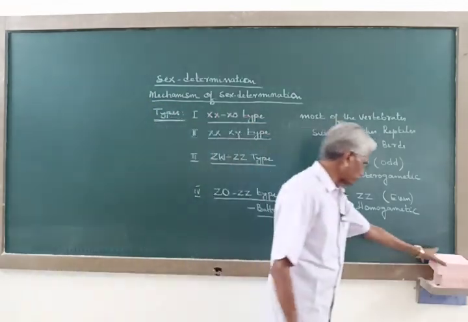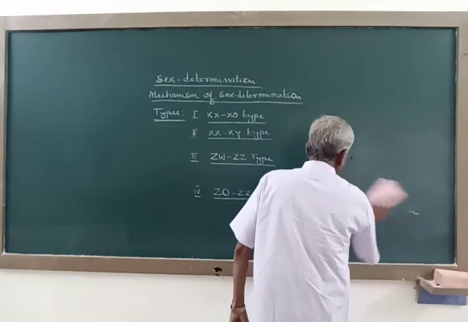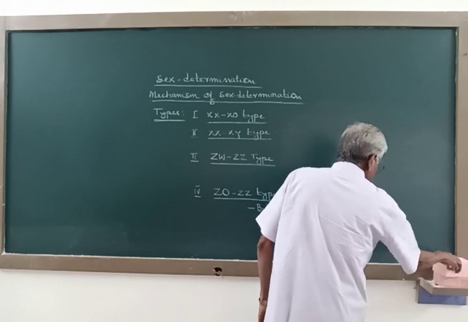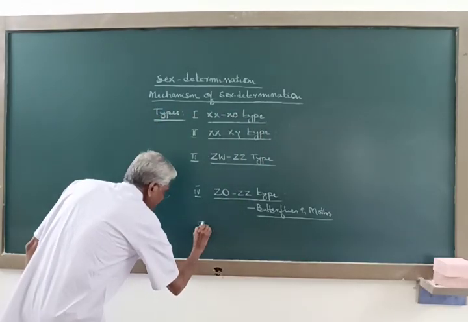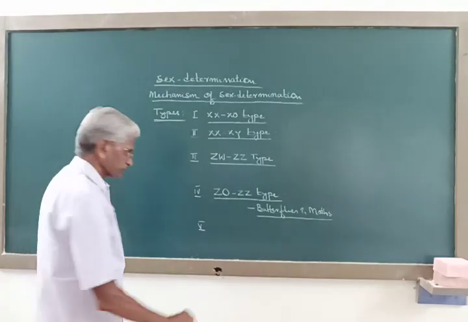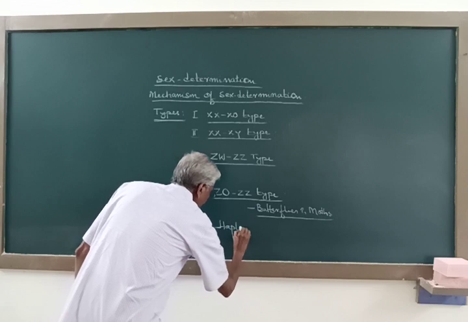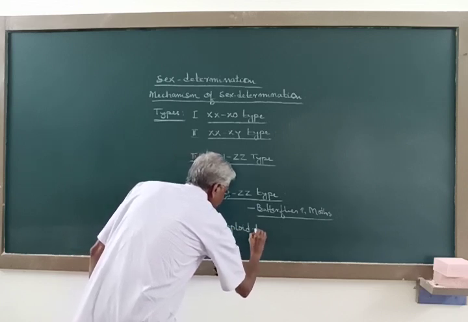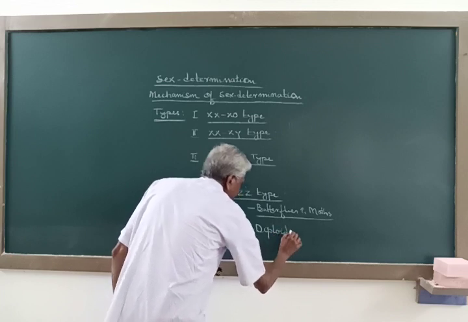Now one more type of sex determination mechanism. One more type of sex determining mechanism is haploid diploid mechanism.